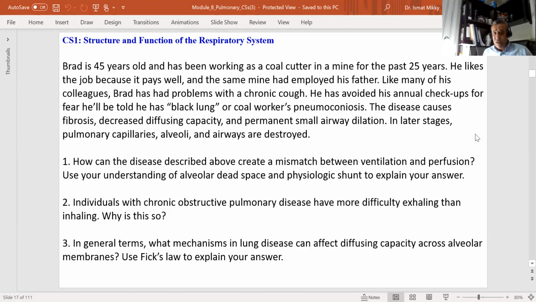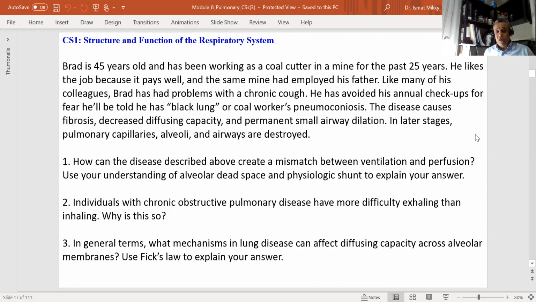So sometimes there is good ventilation but poor perfusion, or in other cases poor ventilation and good perfusion. That's called the VQ ratio. And when there is a mismatch, that is called a VQ mismatch, when there is a problem pertaining to ventilation or perfusion, or both.